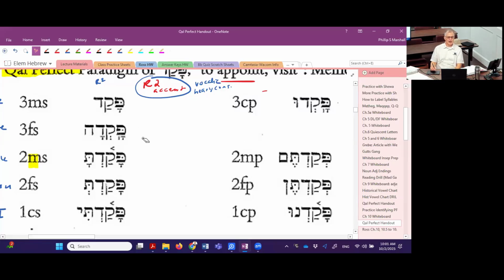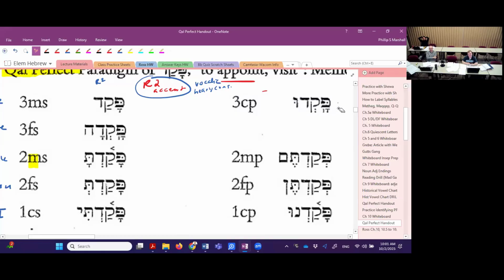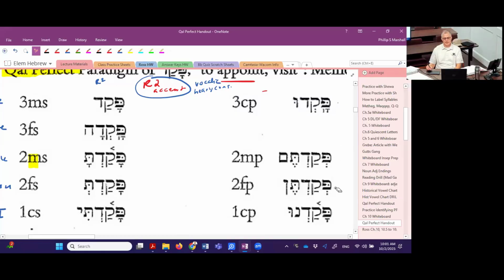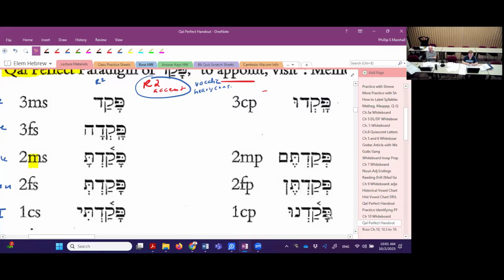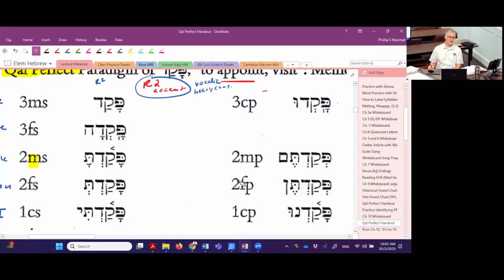So pakat pakada pakata, pakat pakati, pakadu pakatem pakaten pakadnu. That's the cow perfect conjugation.